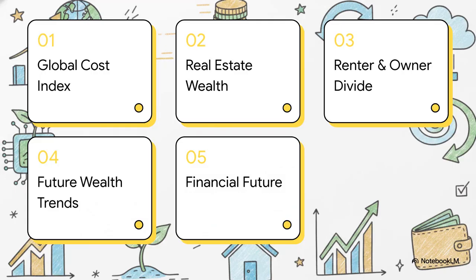Okay, let's dive into this. Here is our roadmap for today. First, the Global Cost Index. Second, real estate wealth disparities. Third, the renter and owner divide. Fourth, emerging future wealth trends. And fifth, shaping your financial future. We're going from everyday global costs right down to the specific habits you're going to need for 2026.